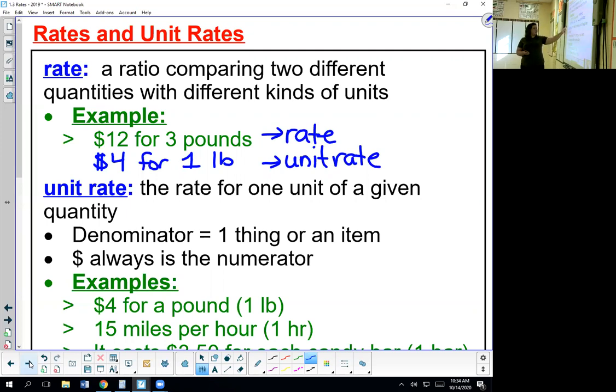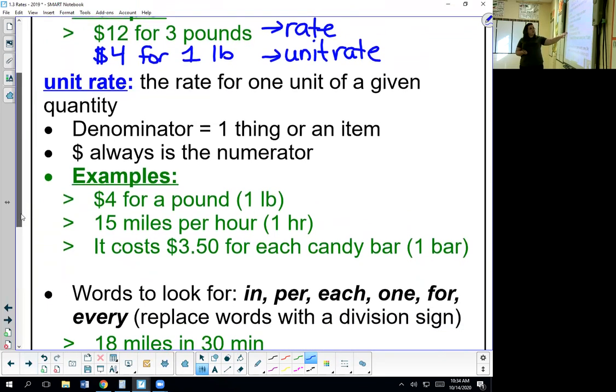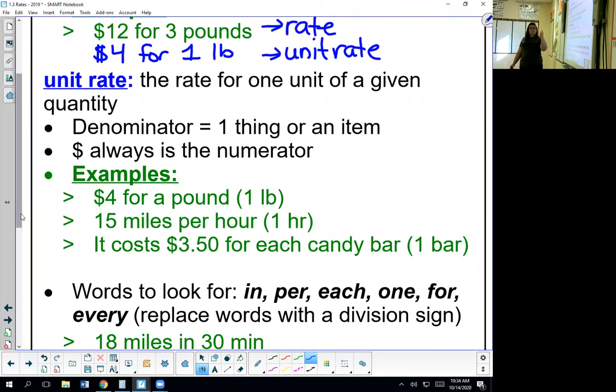So I have those examples down here. When it is a unit rate, $4 for 1 pound. Again, for a pound, meaning 1 pound. 15 miles per hour, so how many hours is that? That's 1 hour. It costs $3.50 for each candy bar, meaning for 1 candy bar. So the words to look for are things like in, like I'm going this many miles in this many hours, or per, like this many miles per hour, each, for every. And basically, you're replacing those with division signs.